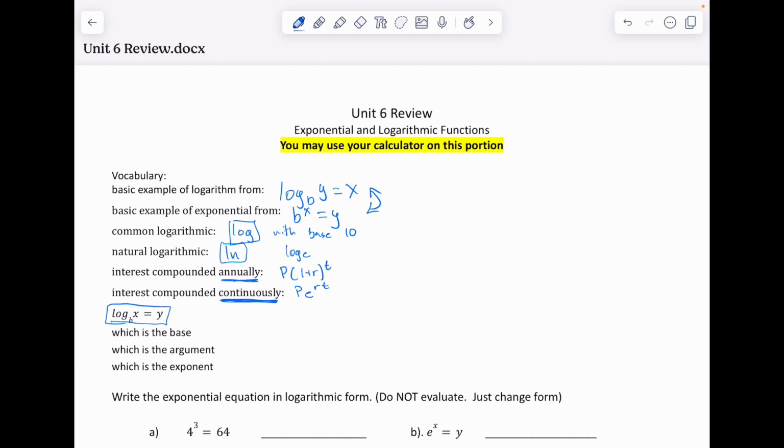Looking at this, log b of x equals y. What letter represents the base? That would be b. What letter represents the argument? The argument is going to be what is inside, so that's x. What represents the exponential? That was the y. Because if we were to rewrite this in exponential form, it would be b to the y equals x. So y up here is the exponent on b.